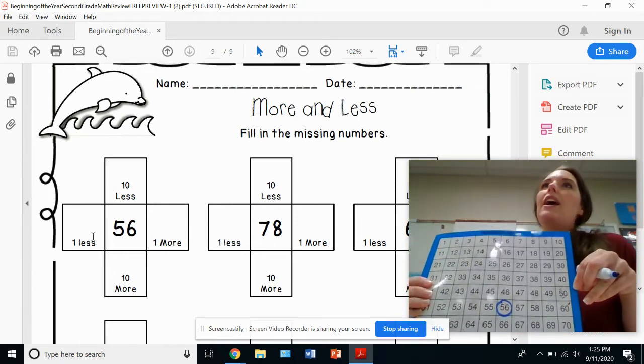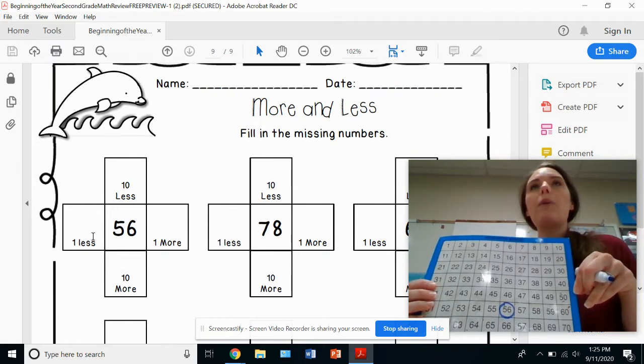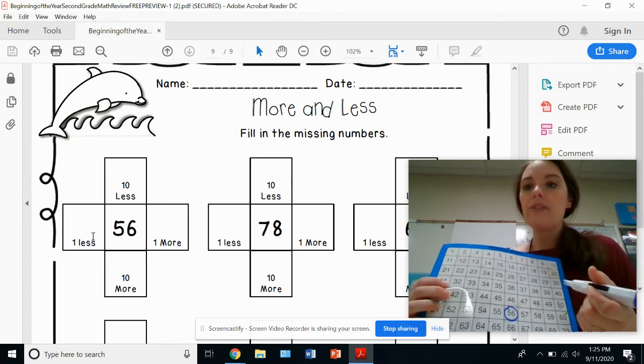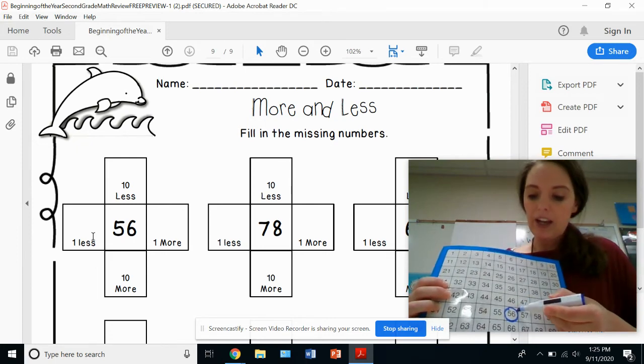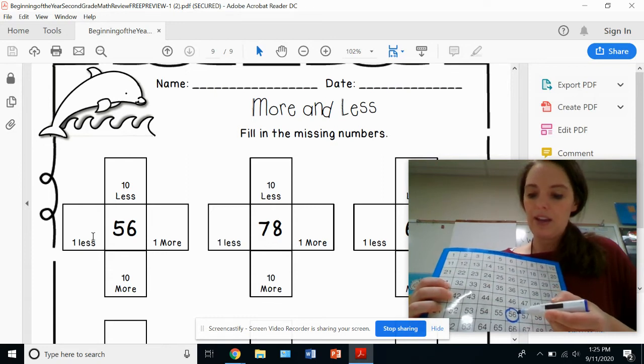And when I'm thinking of what is 10 less than 56, so that would be 56 minus 10. If I use the hundreds chart, I can go up the column and I find that 10 less is 46. I move back to 56.